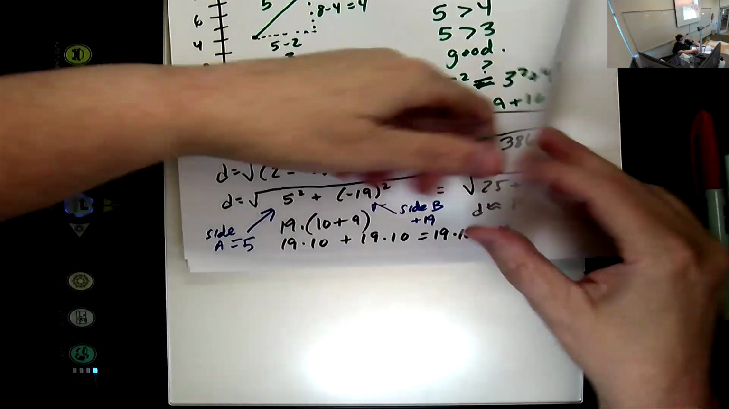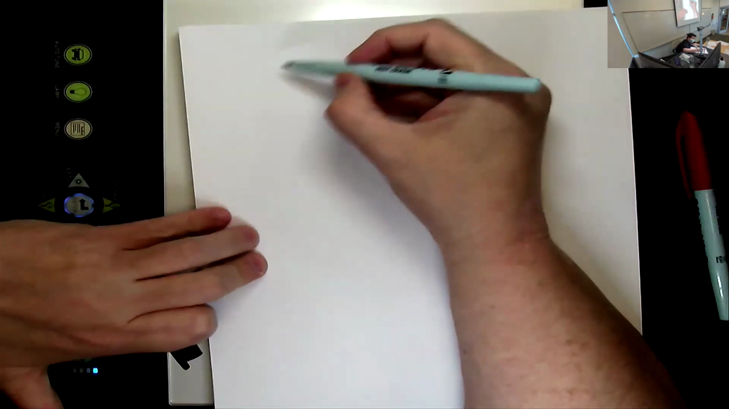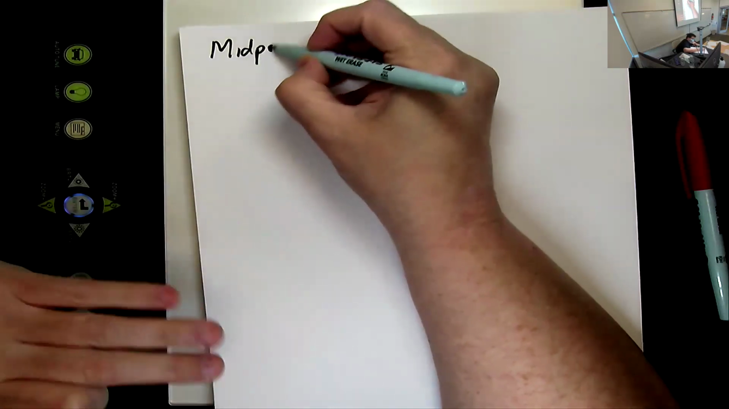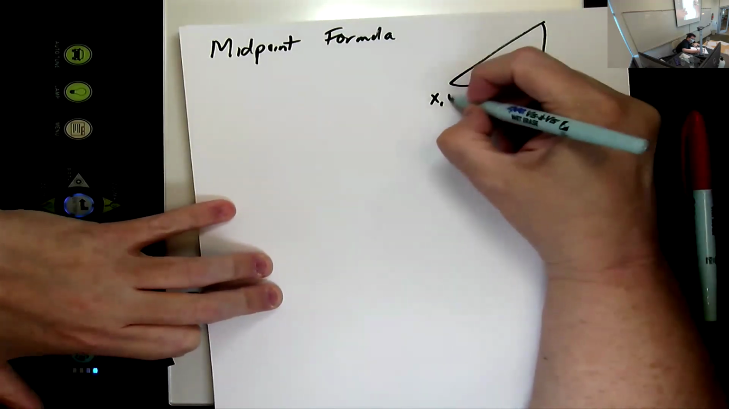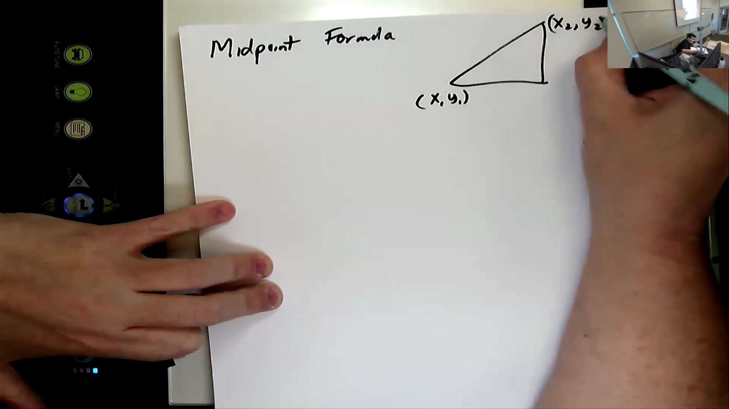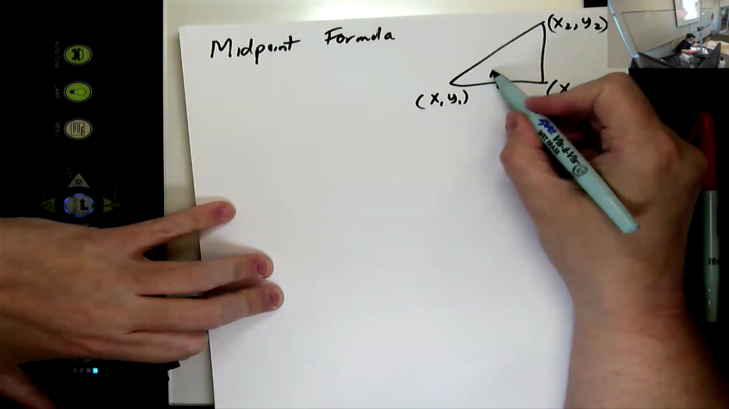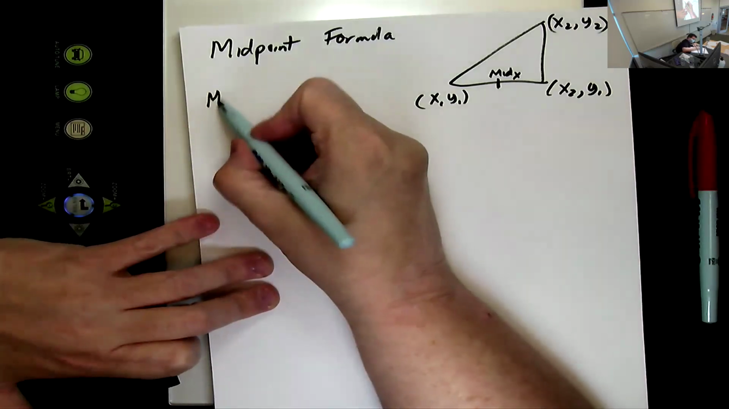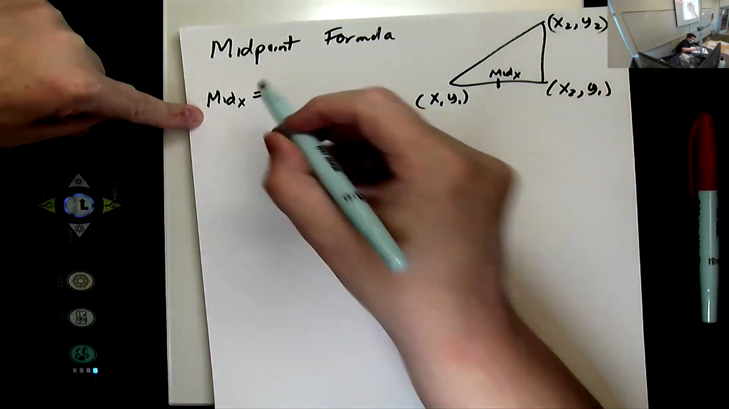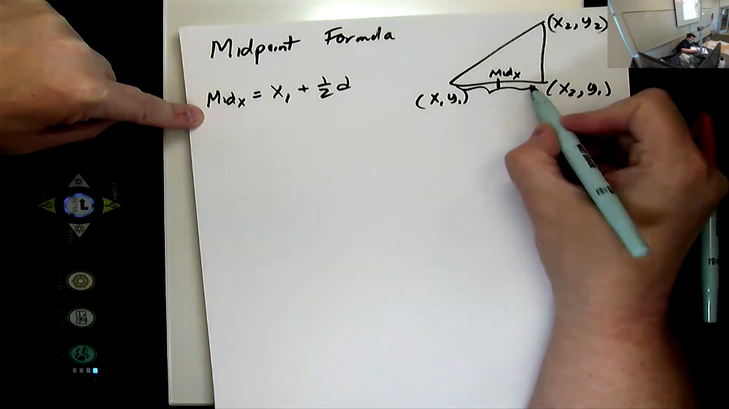All right, midpoint formula. New. I'll show you how to get it real quick. X1, Y1, X2, Y2, we're using what we did on the distance thing. This was X2, Y1. If I want the midpoint here, let's say that's the midpoint along X. The midpoint along X should be X1 plus 1/2 the distance. We'll call this D right here. That distance.